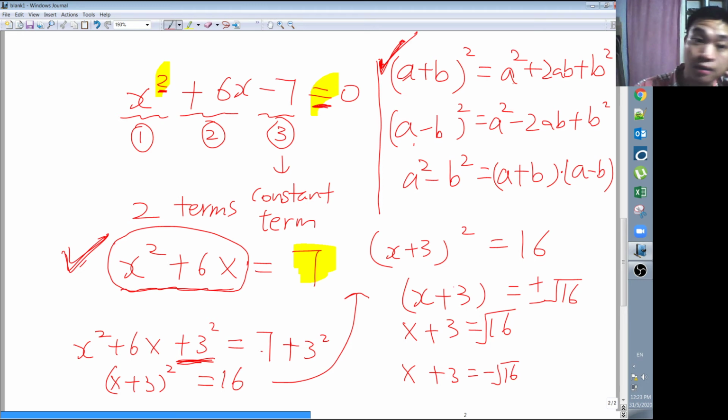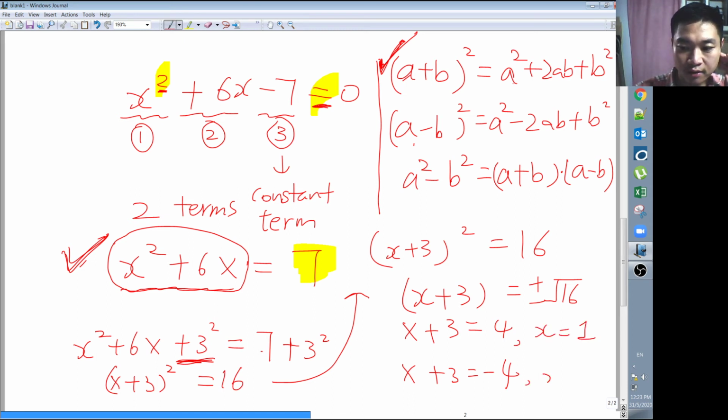Okay, so very quickly, square root 16 is 4, and minus square root 16 is minus 4. So for this, your x is equal to 1, and for this, your x is equal to minus 7. So you have two answers. I have just demonstrated to you how you can use completing the square to solve these quadratic equations.